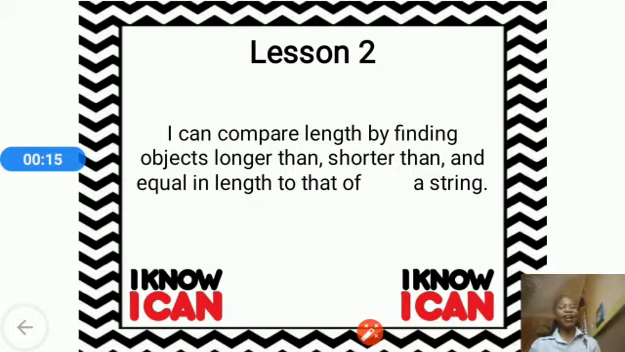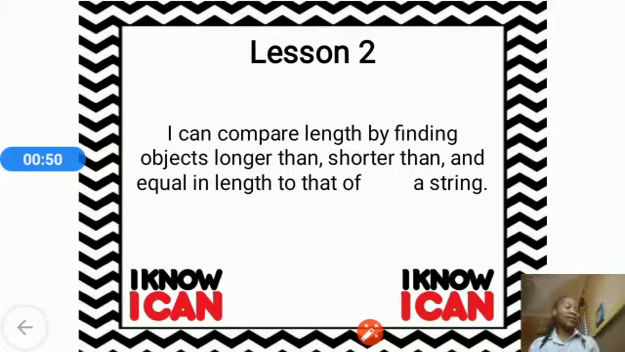Yes, and the objective of lesson 2 says, I can compare lengths by finding objects longer than, shorter than, and equal in length to that of a string. Can you say that to yourself? I can compare lengths by finding objects longer than, shorter than, and equal in length to that of a string.